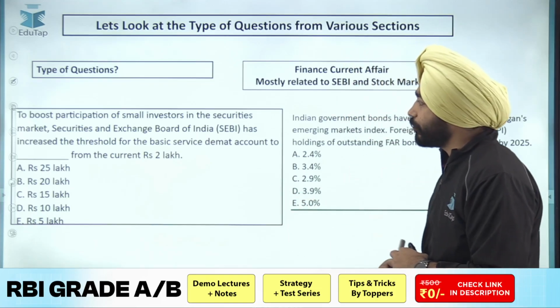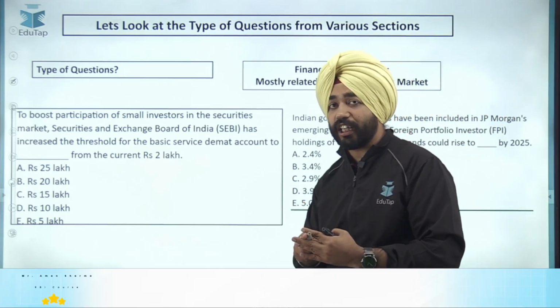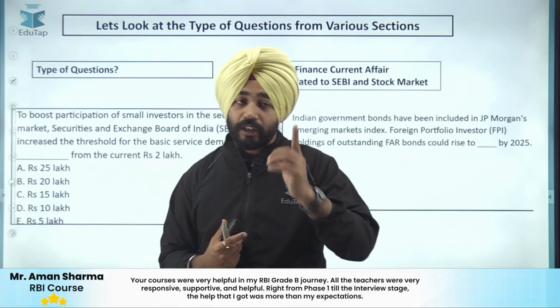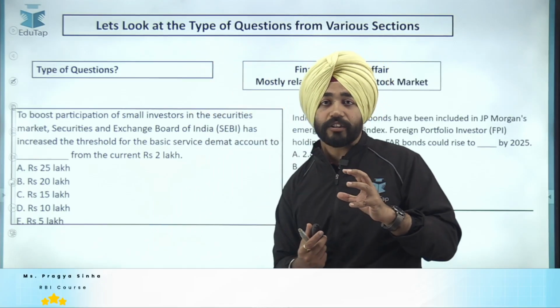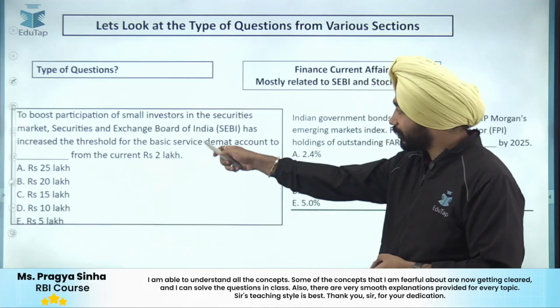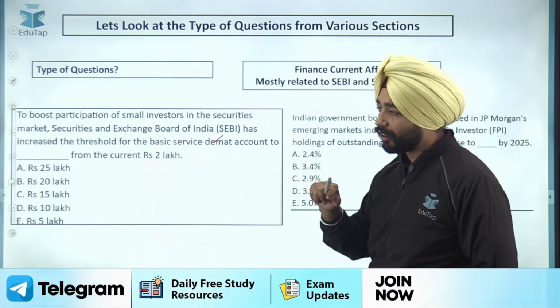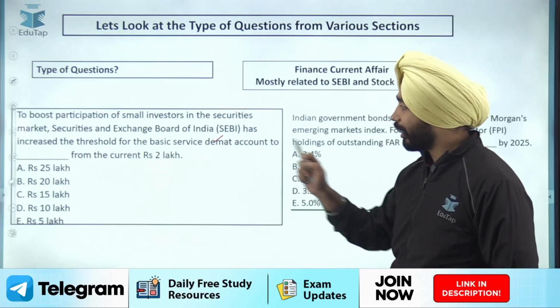Coming to finance current affairs, you can see here majorly the organization they are focusing on is SEBI. SEBI is one organization which RBI is now targeting from the past 2 to 3 years. You can see this year the question has been asked from SEBI's changes, what SEBI is making. They are asking direct questions here.